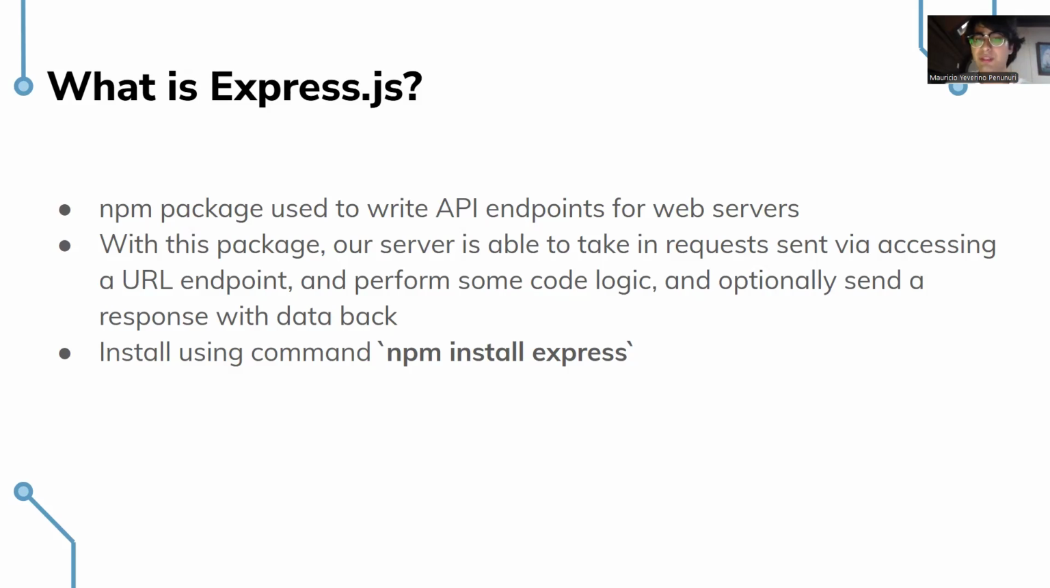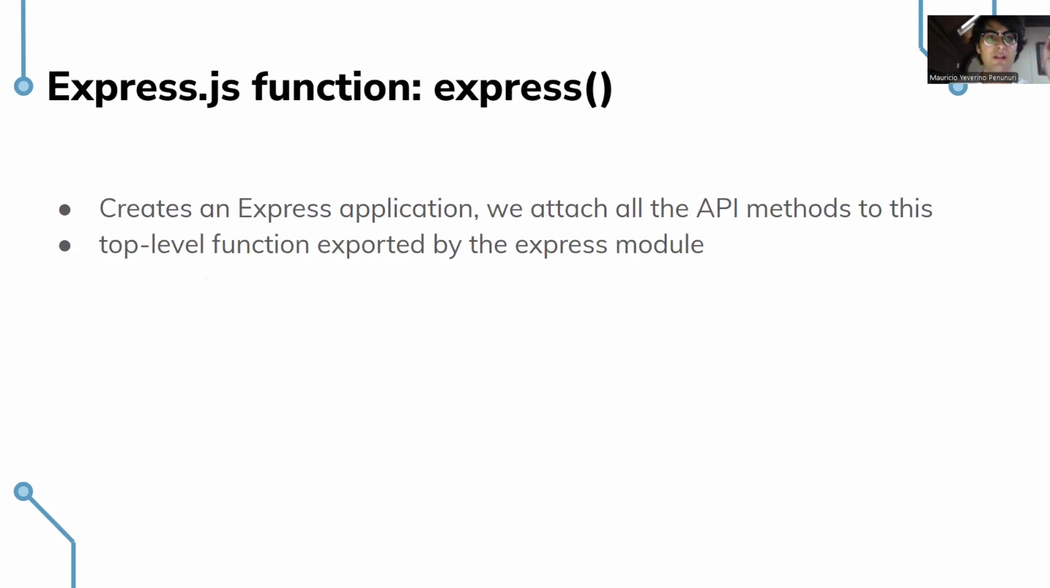So the way we install it is by doing npm install express in our folder, but a lot of these details we're gonna show in the example, and then you can circle back to see the specifics of it. Right now, I'm just introducing some concepts so you understand. So in Express.js, we have the express function. It creates an express application. We attach all the API methods to this application, and it's a top level function exported by the Express module. A lot of these things will make sense once we get into the demo.